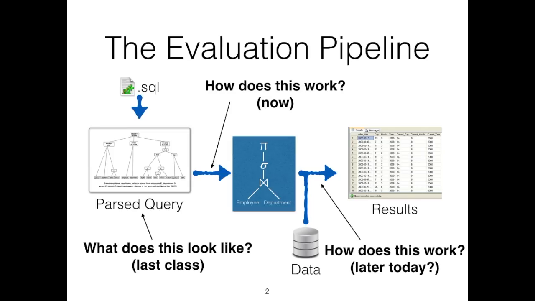So, in the last class, we introduced this basic evaluation pipeline. You start with a SQL file. The SQL file gets transformed into a parse tree or an abstract syntax tree. We went over this last class. This is done entirely by JSQL parser for you, so you don't have to worry about grammars and defining the translation process. You get a parsed query. We talked about what that looks like.